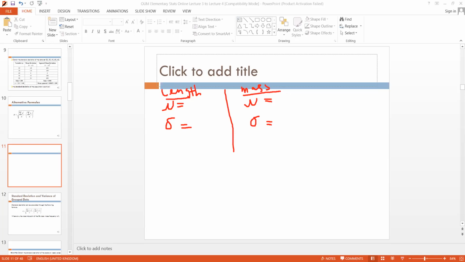Yeah, so what do we have for the mean for length? 2.56. Please come again. 2.56. For length, mean. Yes, 2.56. And the standard deviation?